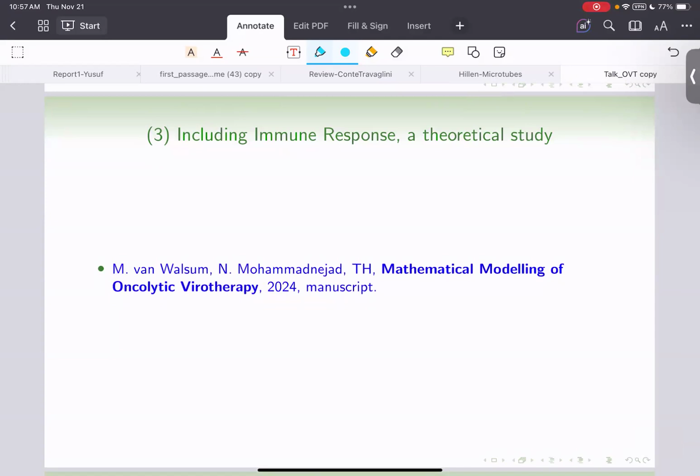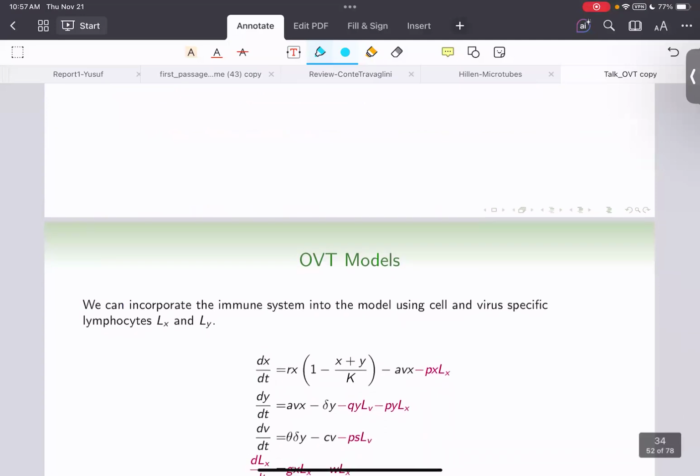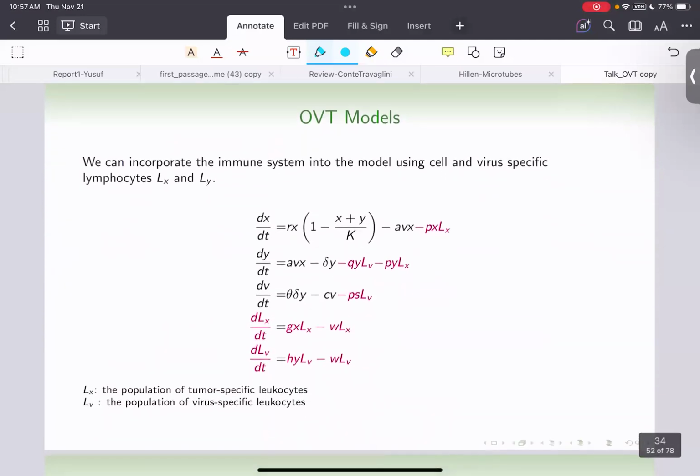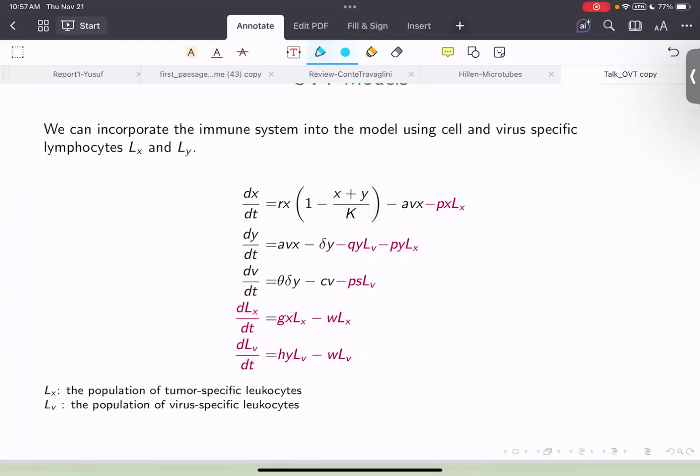So Morgan van Walsum came to work on an undergraduate project with me over the last summer, and Nigar Mohammad-Nejad helped me to supervise Morgan. Here we wanted to include the immune response into the base model and just see what happens. And here's a way to do that.